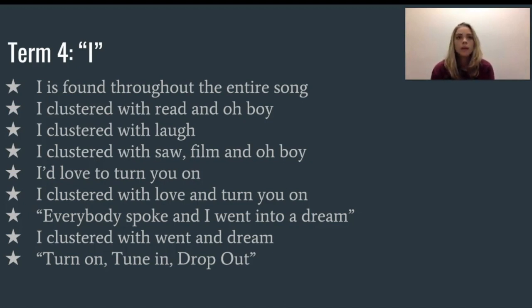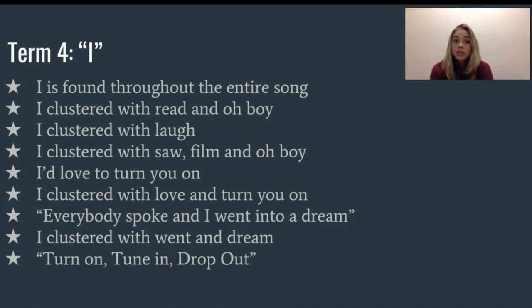The whole perspective of the song comes from I. When breaking down the clusters of words, you can see that his perspective is rather negative to the world displayed around him. This correlates to where he says, everybody spoke and I went into a dream. You can indicate that from the way he felt about the prior instances that were happening in the world, that when people spoke, he wanted to enter a dream, or rather, escape. This leads to the I'd love to turn you on quote.